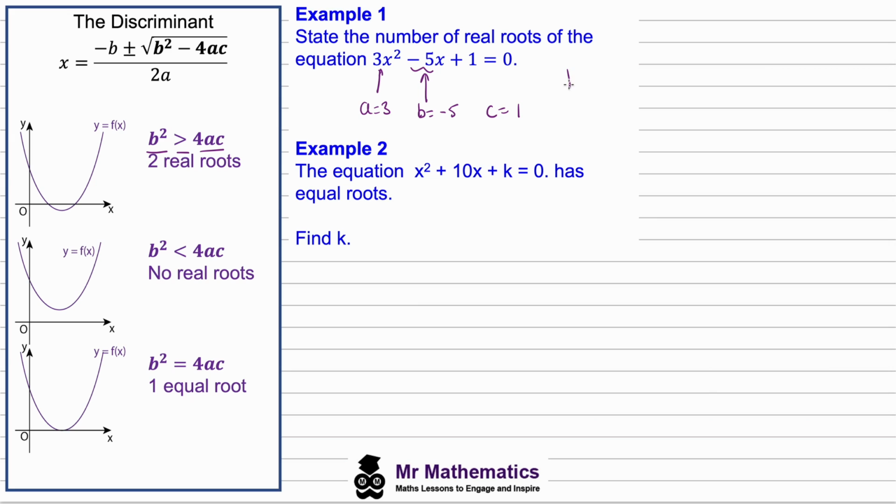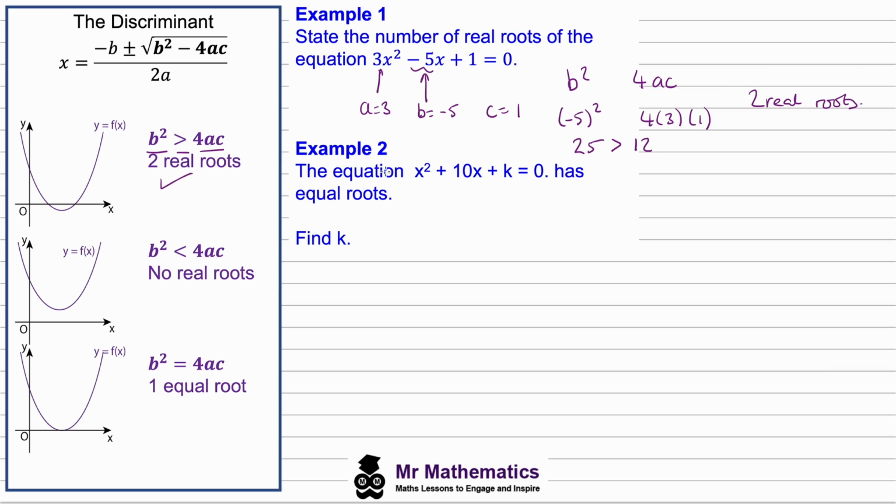Well, b squared would be -5 squared. And then we've got the 4ac. That'll be 4 times 3 times a constant term of 1. So this would be 25. The right hand side will be 12. And because 25 is greater than 12, this means we'll have two real roots. So it will pass through the x-axis twice.